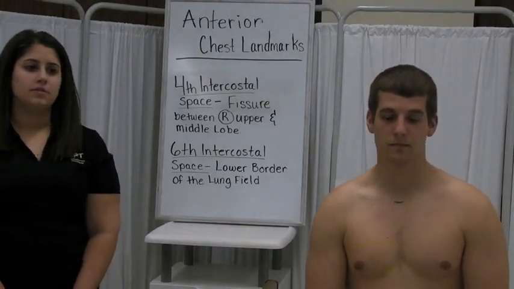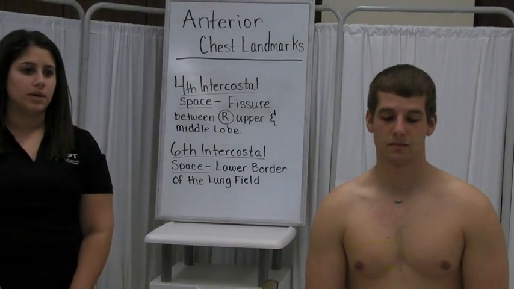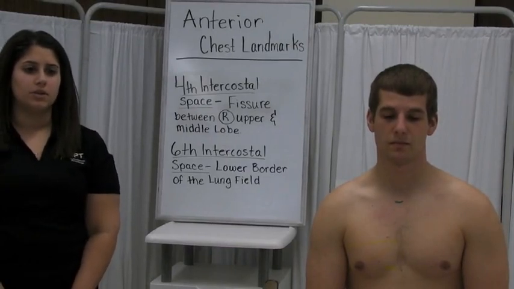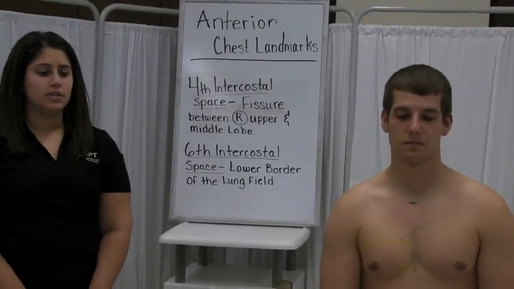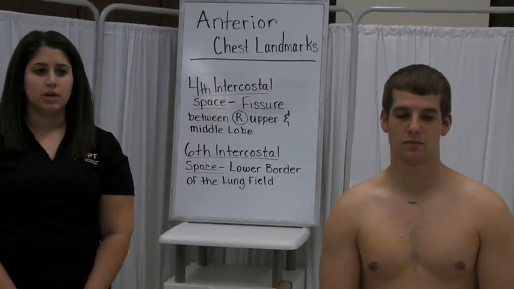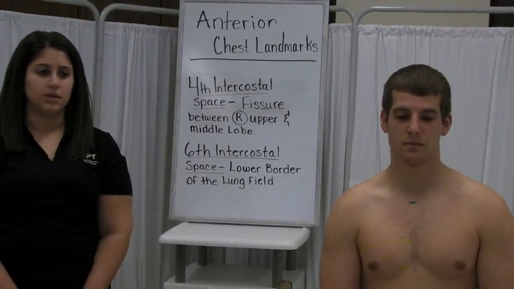As you count down the midclavicular line to the fourth intercostal space, this marks the fissure between the right upper and middle lobes. If you continue counting down to the sixth intercostal space, this marks the lower border of the lung field in the midclavicular line.